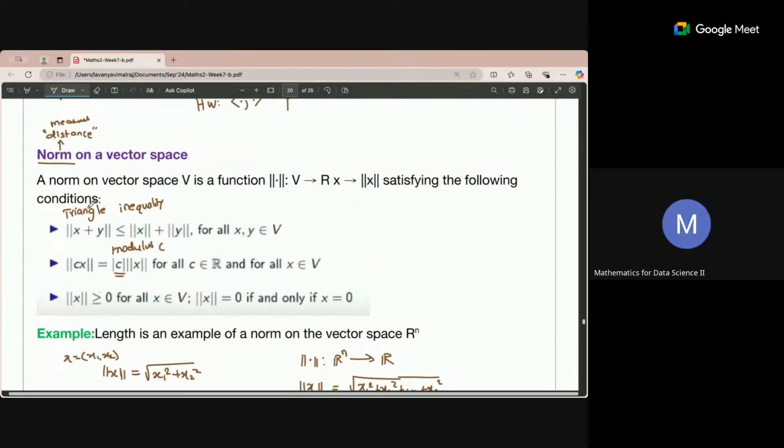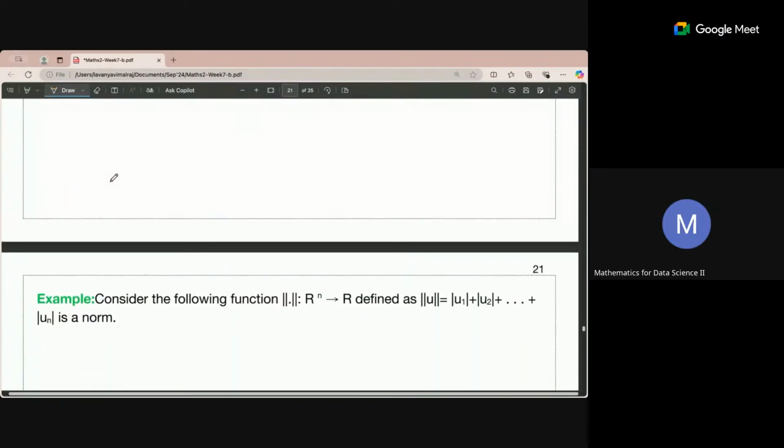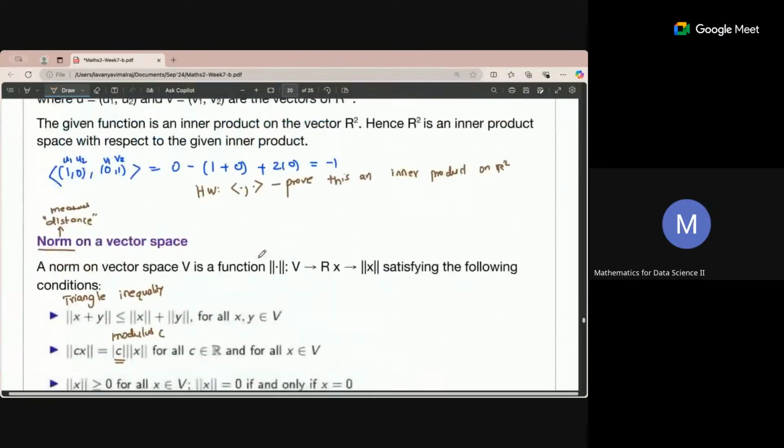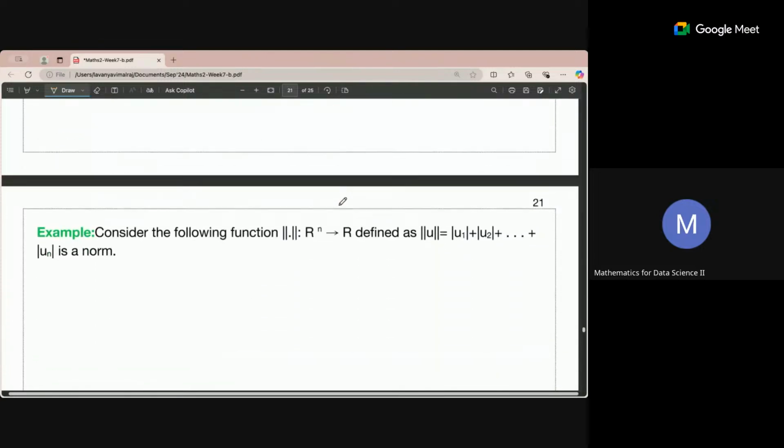Okay. So now, what is the relation between norm and inner product? Why are we suddenly talking about norm here? There should be some relation, right? So let V be an inner product space with inner product like this. The function norm from V to R defined by norm of v equal to the square root of v comma v is a norm on V. We have already seen this relation for dot products. We were able to write the length of a vector, norm of x, as square root of x dot x. So the same is the relation in general.